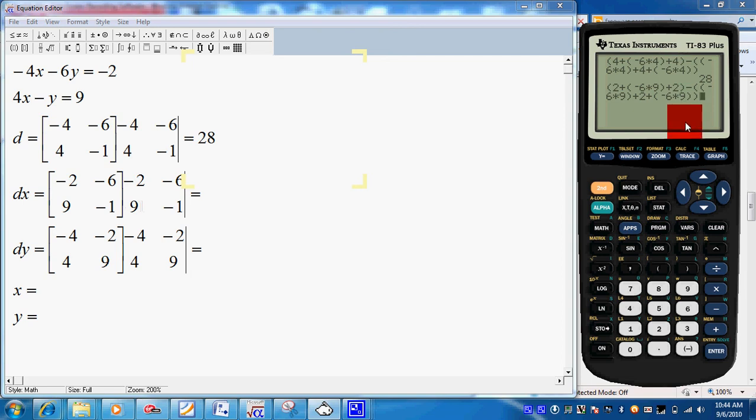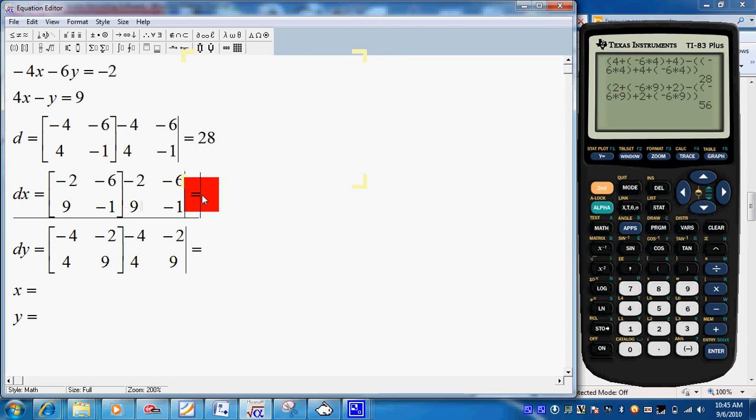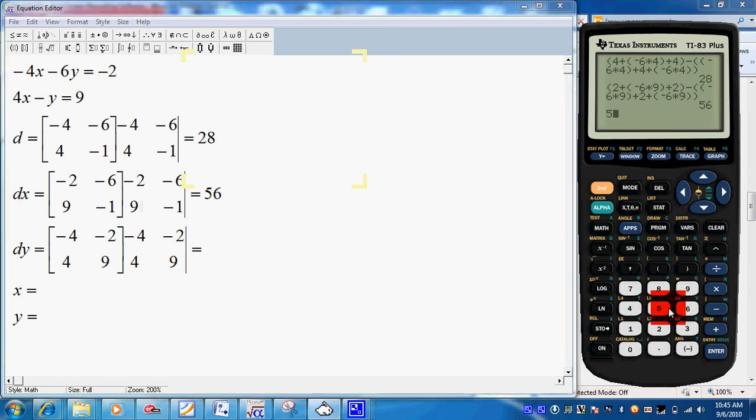The determinant value for this one is 56. So Dx is 56. Now we can solve for x, since we know the values of D and Dx. We take Dx and divide it by D, which is 28. So 56 divided by 28 will give you 2. So x equals 2.